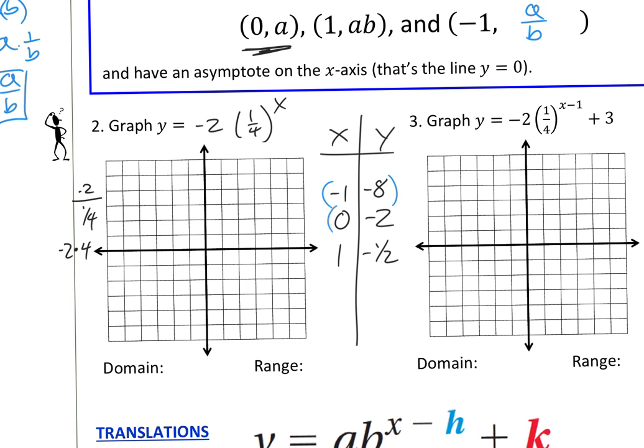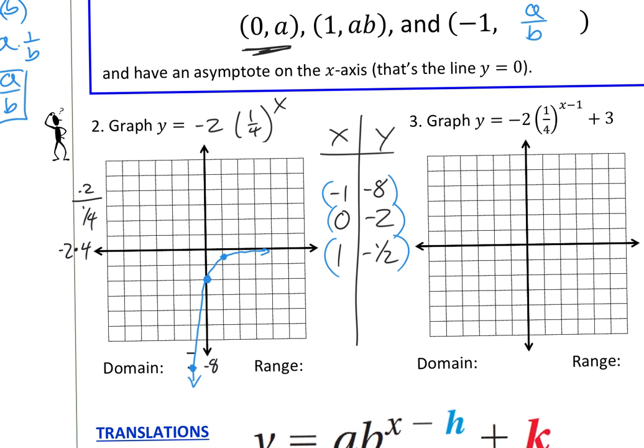I can plot these points, and I get a pretty good idea of this graph. So these are just points. -1, -8, that's a little bit off my graph because my graph only goes to -6. So here's -8, and we'll say my first point's about here. Then at 0, I'm at -2, and at 1, I'm at -1/2. We can get an idea of what's happening here, something like that. Okay, there's the base function.